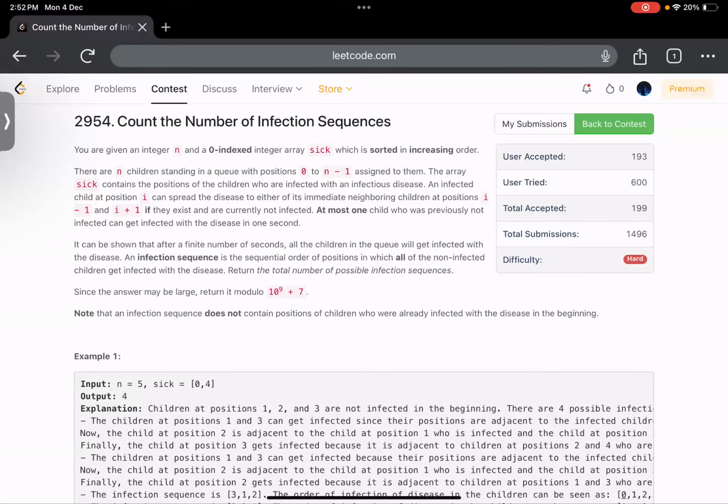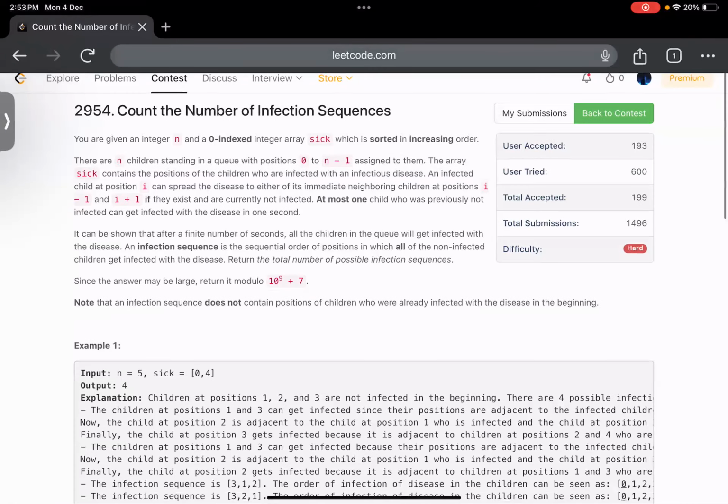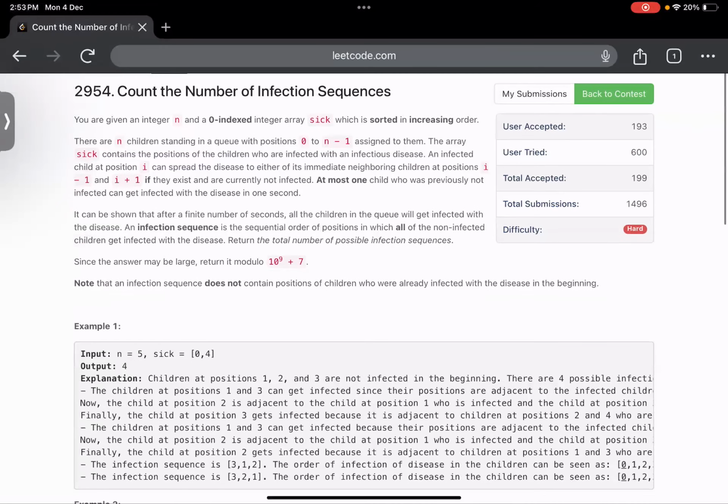So now we are discussing the fourth question, which appeared in LeetCode Weekly Contest 374. The question is, count the number of infection sequences. Basically, we are given an integer n, and we have to consider a zero-based indexed array, sick, which is sorted in increasing order.